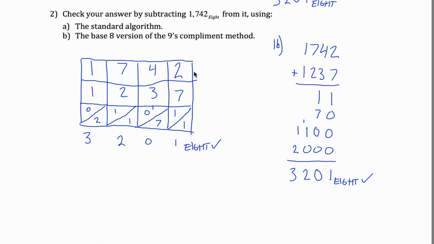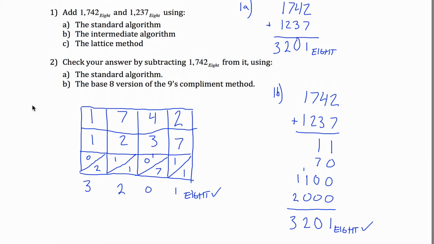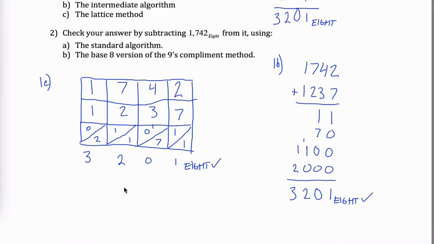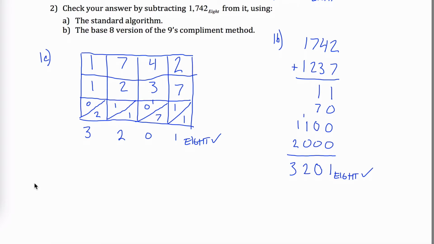And then 2 says check your answer, which is kind of foolish at this point because you've already done it 3 times. You've kind of already checked it, but fine. Check your answer by subtracting 1742 from 3201. First, do the standard algorithm. So, okay, 2a. I'm going to start with 3201, and I'm going to subtract 1742.